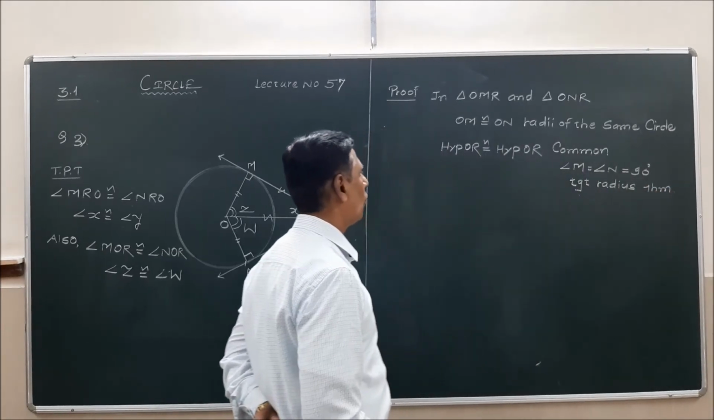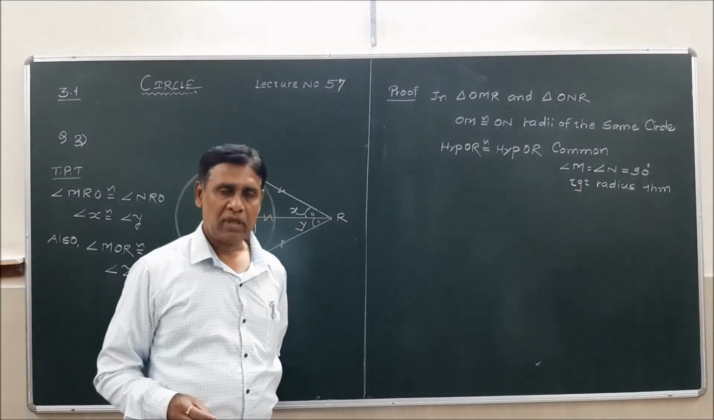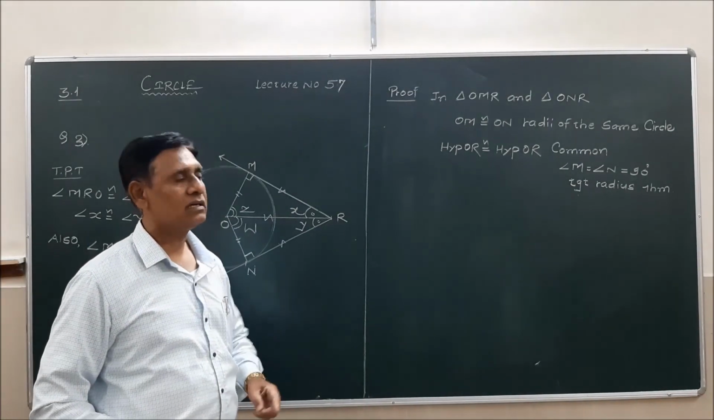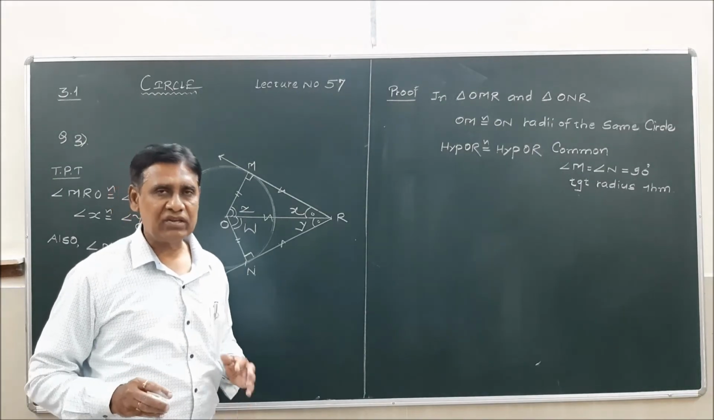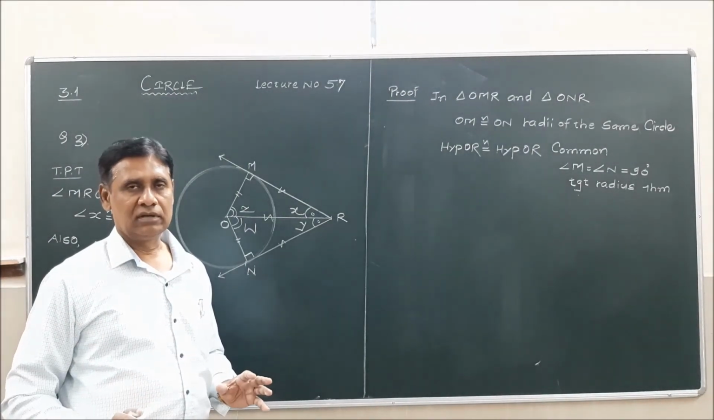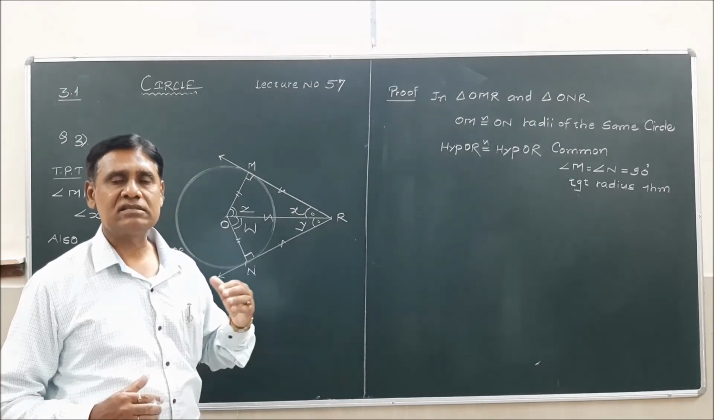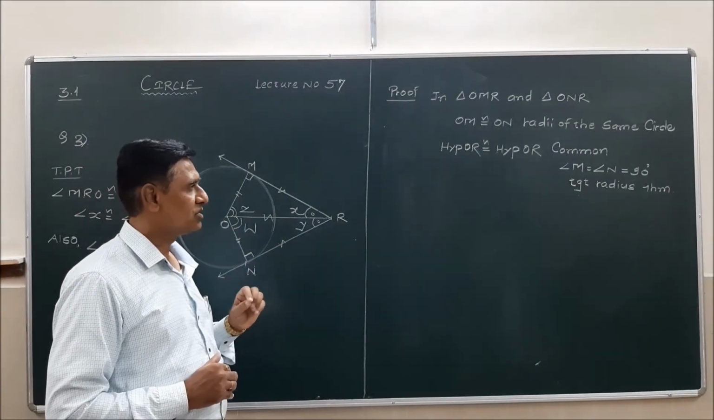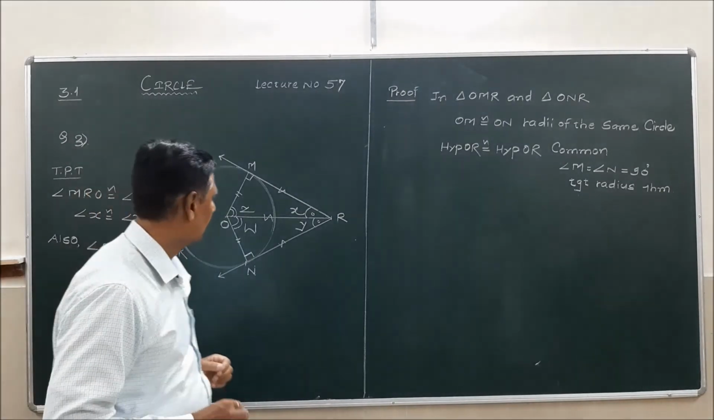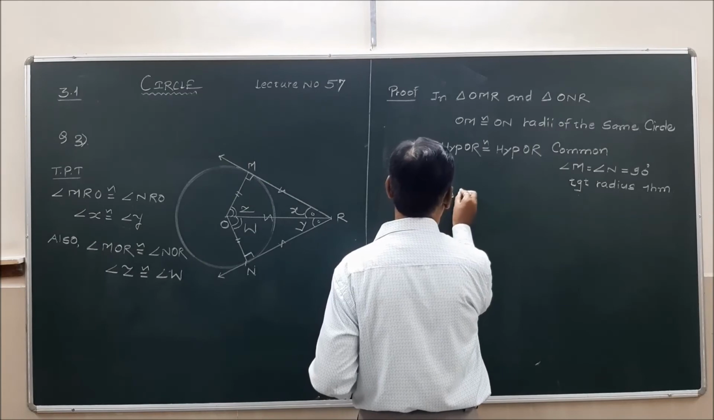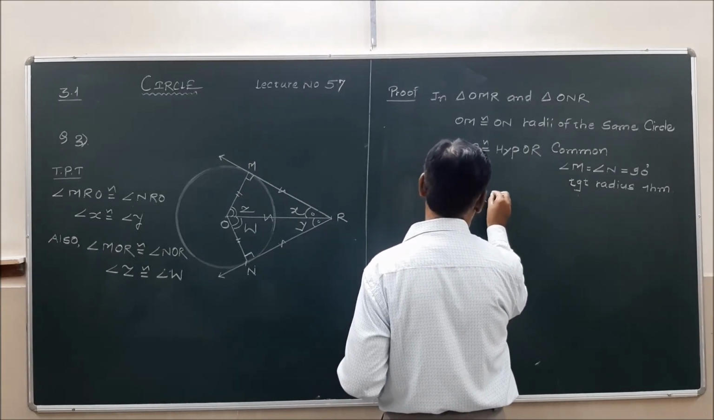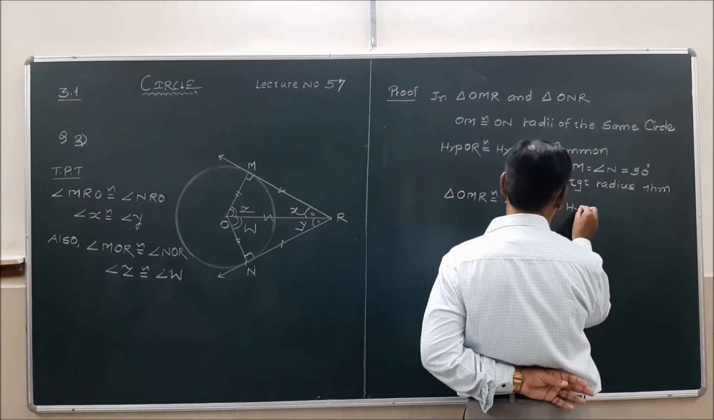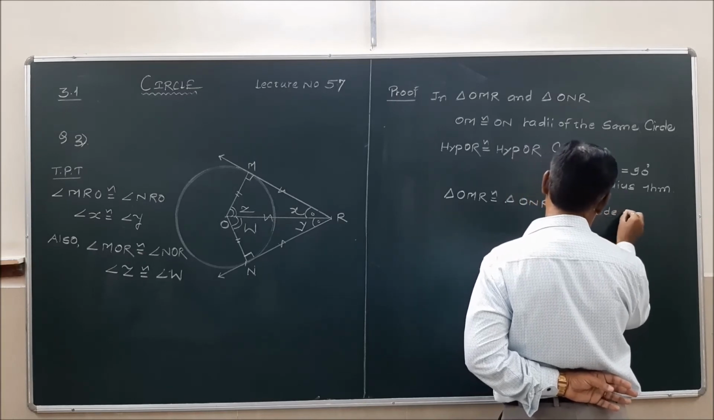So hypotenuse OR is congruent with hypotenuse OR. If you have to call OR a hypotenuse, you must mention angle M and angle N are 90 each. Otherwise, if you simply mention OR is congruent with OR, common, in that case you have to use the SSS test. But if you are going to prove this by the hypotenuse side theorem, then it is a must to mention angle N is equal to 90. Therefore, triangle OMR is congruent to triangle ONR by the hypotenuse side theorem.